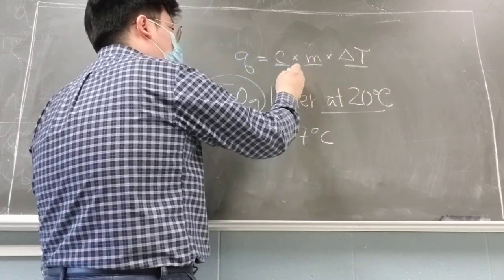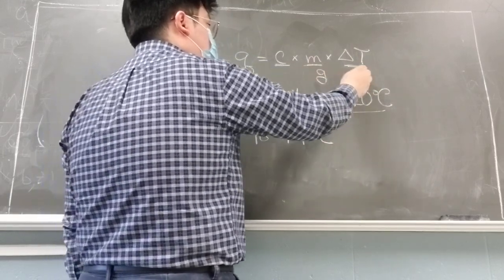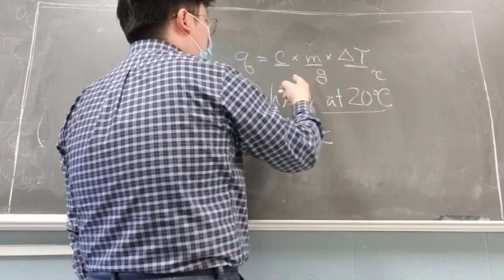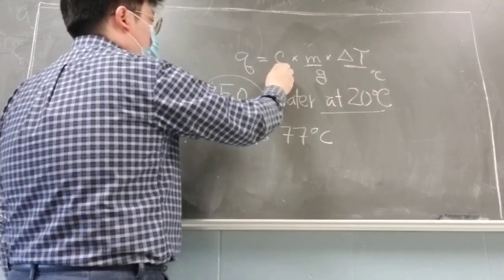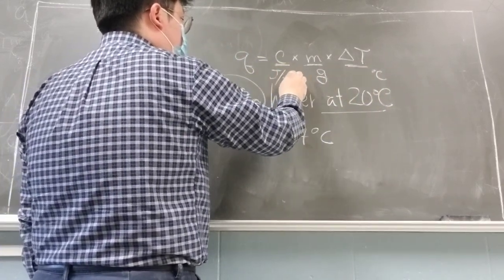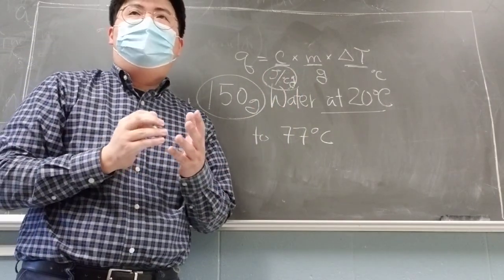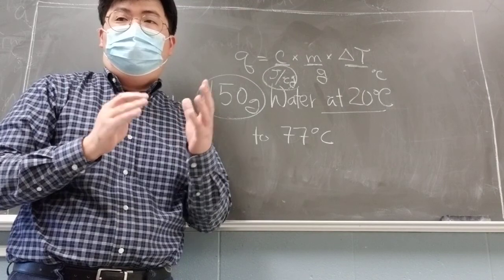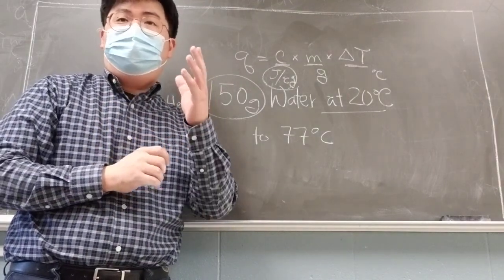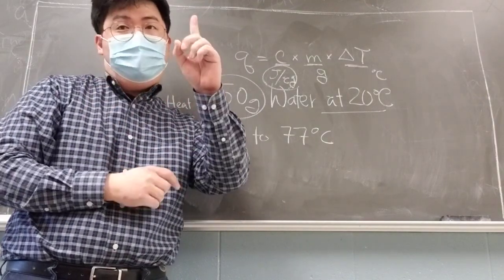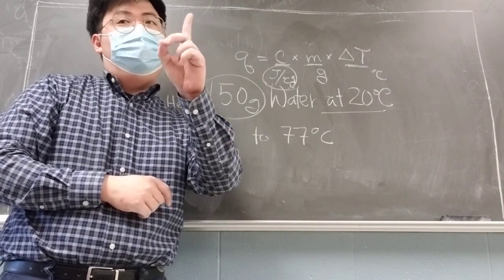This is in grams. This is in Celsius. And this is in joules per Celsius per gram. So specific heat is like this: how much heat energy is required to increase the temperature of something by 1 degree, if it's 1 gram.